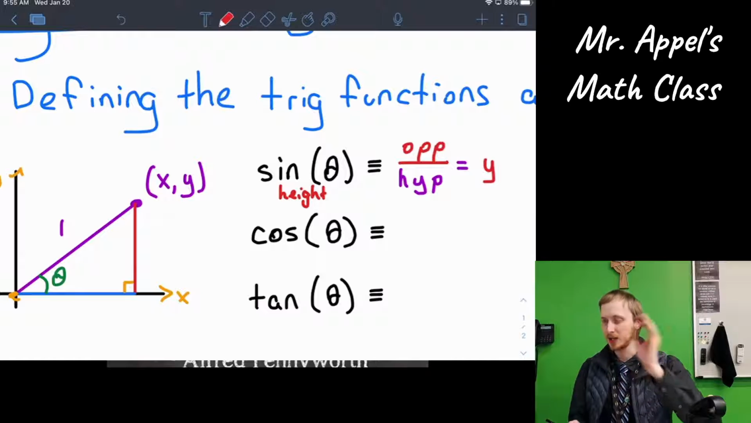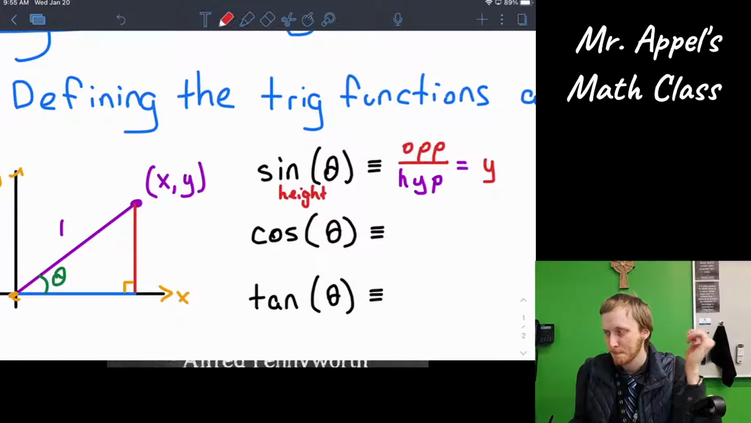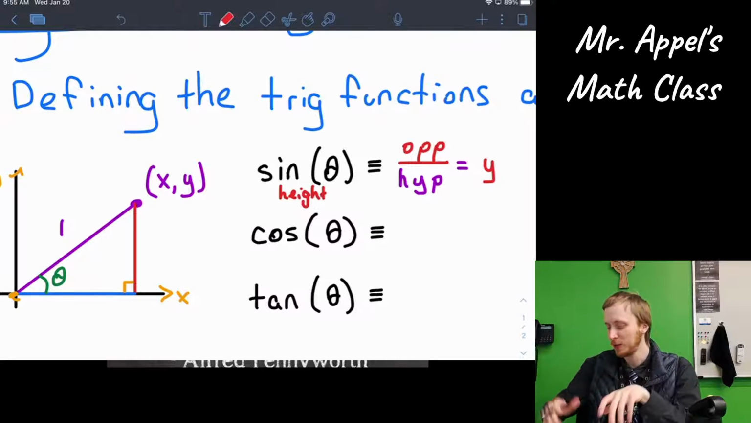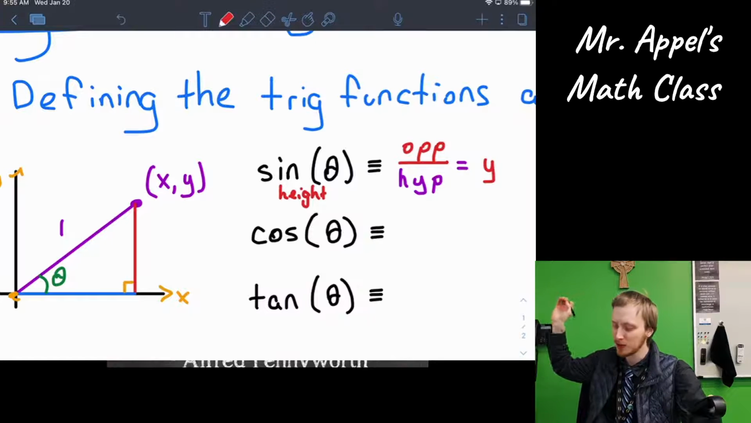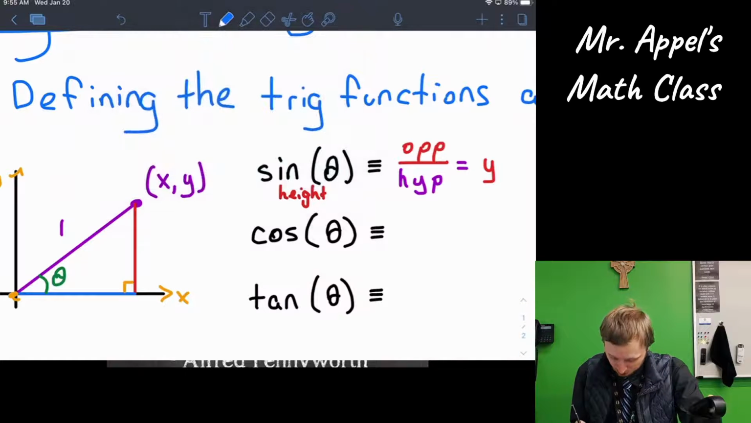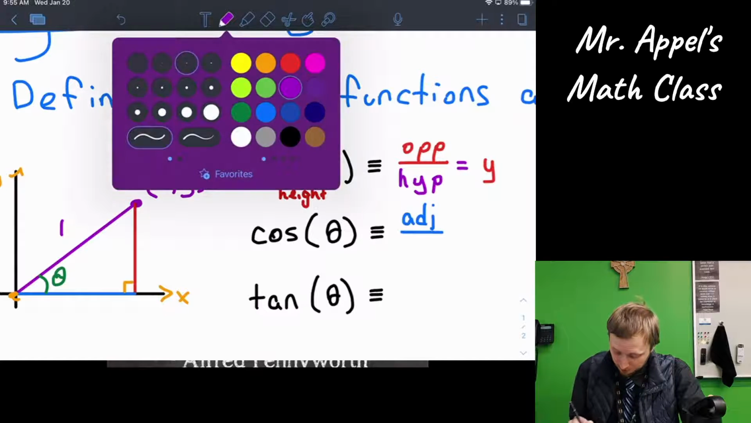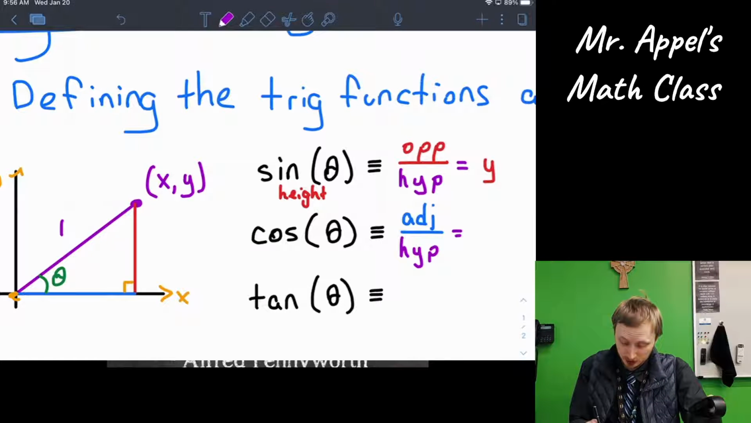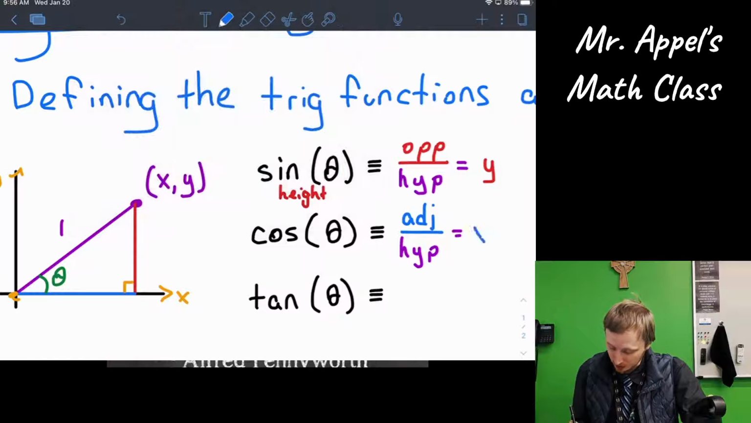Okay. Cosine then is defined as, chat? Oh, that was fast. Danielle, you like had that pre-typed and you were just waiting for the question. Say it again. Say it, Mr. Apple, and I will smash that enter button. Very good. Ruby's got it. Adjacent over hypotenuse. I'm going to try to color code these here. The adjacent side over hypotenuse, which results in giving you the x coordinate every time.